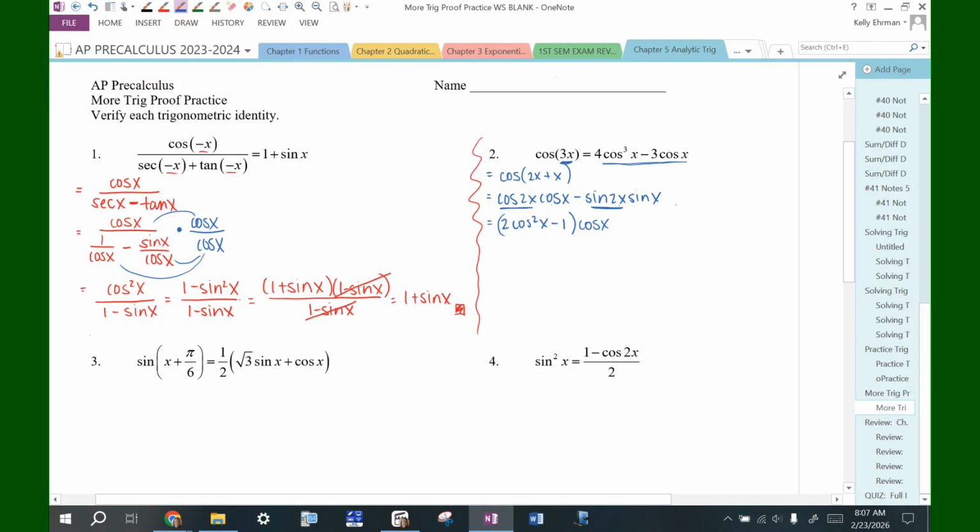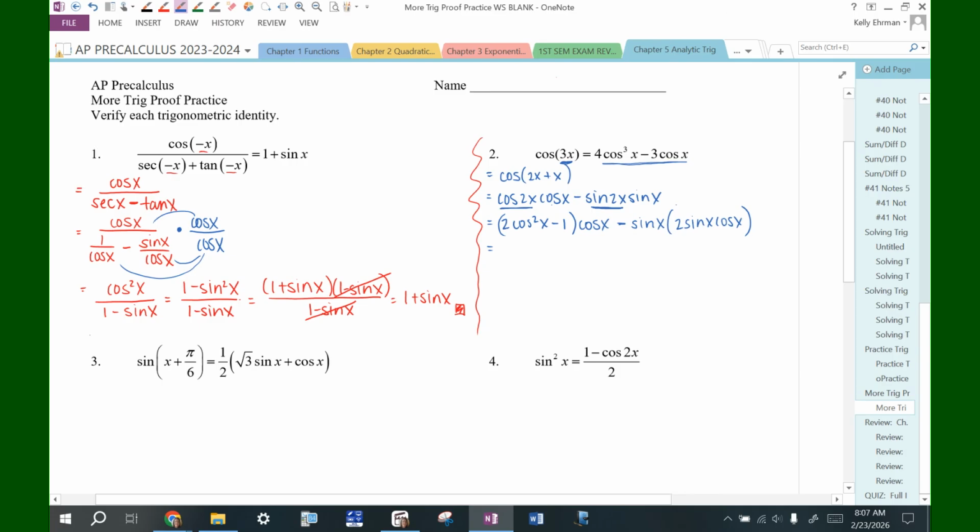There's only one option for sine of 2x, and I want to put this sine here out in front so I don't forget about it. Sine 2x is 2 sine x cosine x. So this does not have 3 options. It's always just this formula.